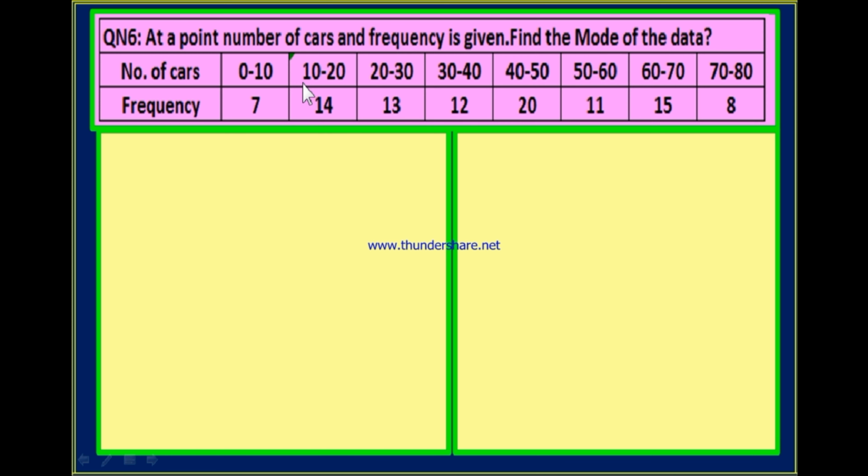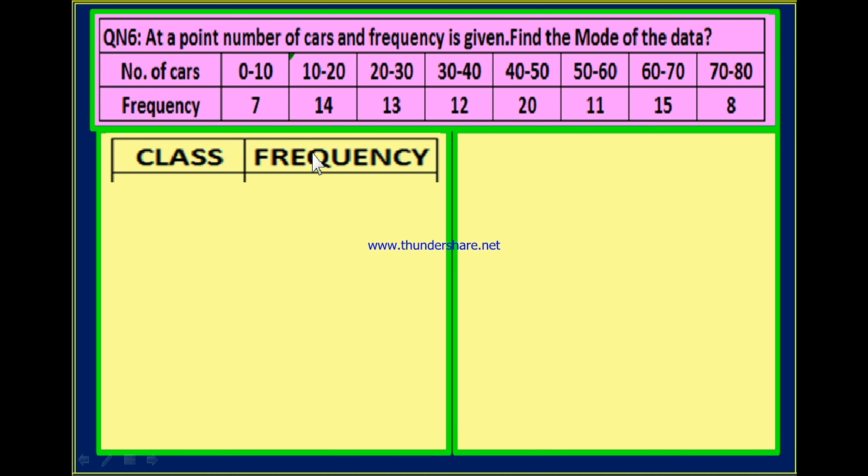Very good. Now, in order to find mode, only two columns are sufficient. The first column is for classes and the second column is for frequency. Now, in this case, from this data, you can consider the number of cars as classes and the frequency as frequency. Let us construct a table now. You see this. The first column is for classes and the second column is for frequency.